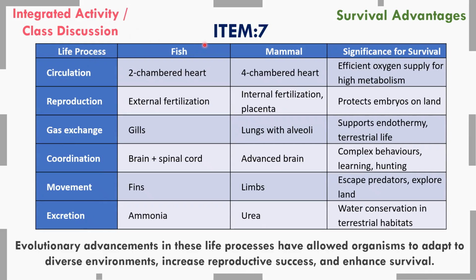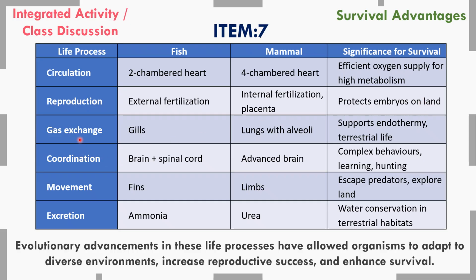Life process, fish, mammal, and significance for survival. We start with circulation. The fish has a 2-chambered heart, the mammal a 4-chambered heart. Significance: efficient oxygen supply for high metabolism. Reproduction: fish have external fertilization, mammals have internal fertilization and a placenta. This protects the embryo on land.